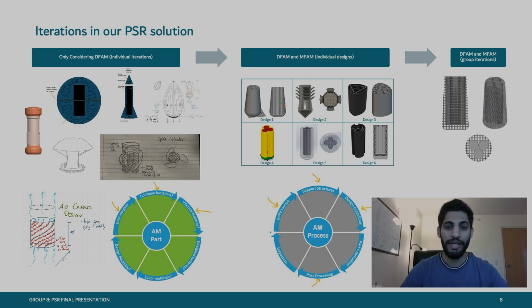In the next stage, we included MFAM as well as DFAM. When we added MFAM in the process, the designs became less unique than with only DFAM, as you can see here and compare. That's because we all tried to find a balance between the opportunities and limitations of additive manufacturing. This resulted in simple designs that met the requirements of part functions, while at the same time taking into account factors like build layout, support structure, design guidance, and post-processing.